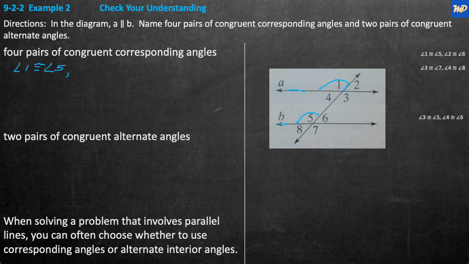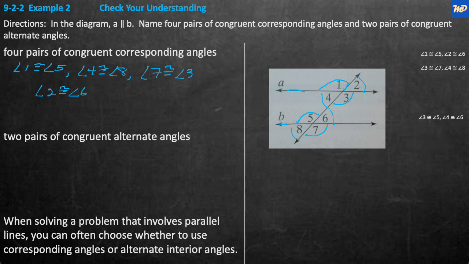The next, angle 4, is congruent to angle 8. Now, angle 7, right here, and angle 3. They are now on the bottom side of the line on the right-hand side of the transversal. Okay, so 7 and 3. Angle 7 is congruent to angle 3. And finally, angle 2 is congruent to angle 6.